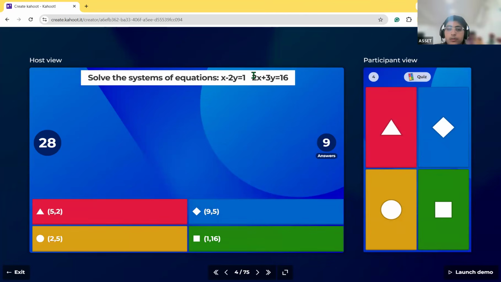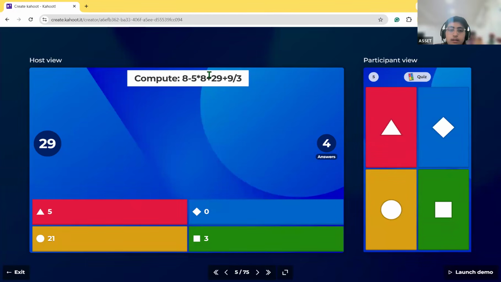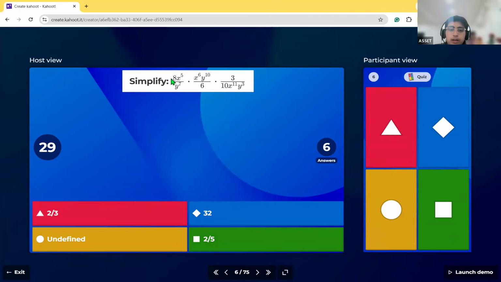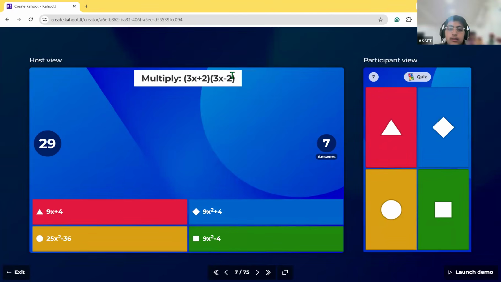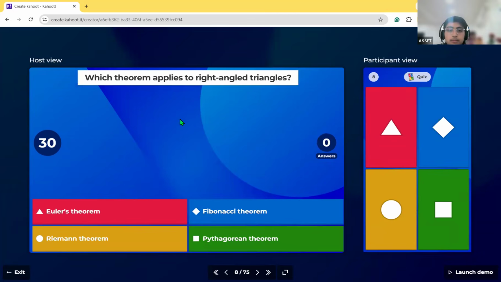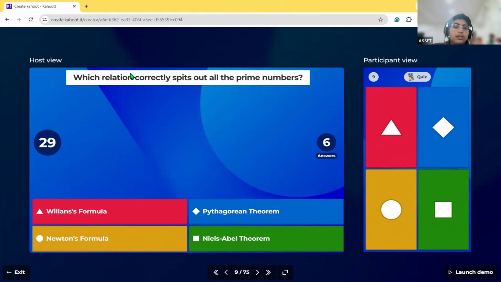Solve the system of equations. Compute this expression. Simplify this fraction. Multiply these expressions. Which theorem applies to right-angled triangles? Which relation correctly spits out all the prime numbers?